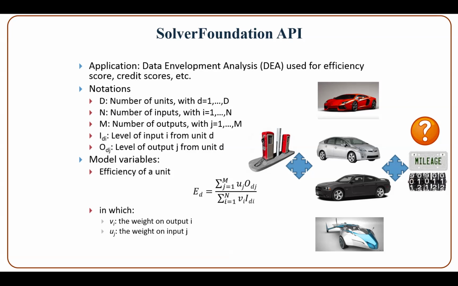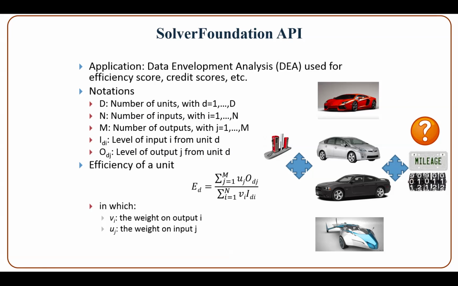And in general, there are multiple inputs and multiple outputs. N is the number of inputs and M is the number of outputs. Dᵢ is the level of input I from unit D. And in the example, it is how much gas the model or unit D consumes. And ODJ is the level of output J from unit D.